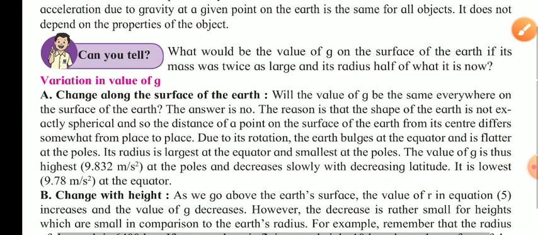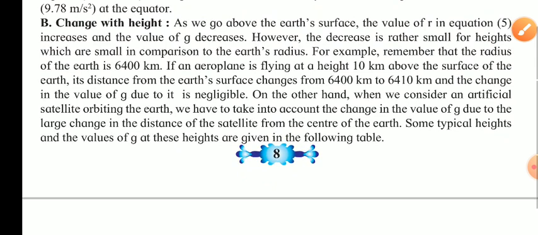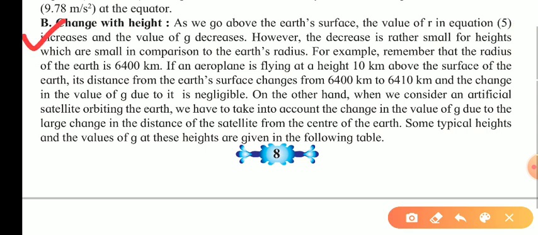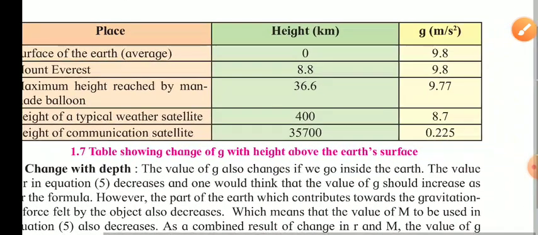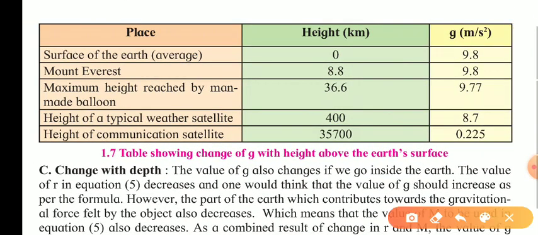Now the next factor which affects the value of g is the change in height. If the height is increasing, then the value of g will reduce, because increasing height means the distance between the center and the object will increase, and due to that there will be a reduction in the value of g. You can see over here the first one, the surface of the Earth, is the average value, that is 9.8 we are taking.